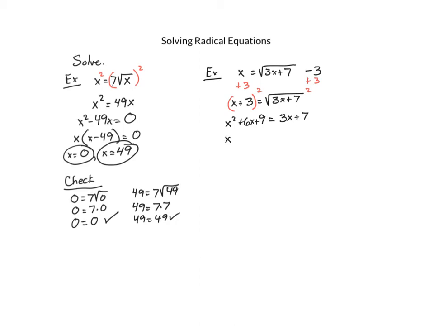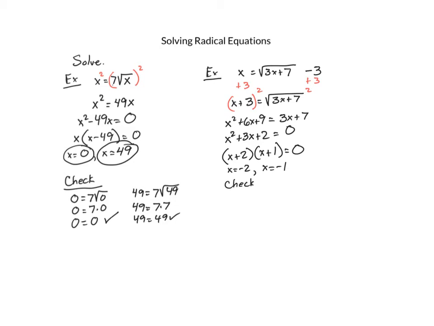So we have x squared plus 3x plus 2 equals 0. This is a nice factorable one. It factors into x plus 2 times x plus 1. So our potential solutions are -2 and -1.